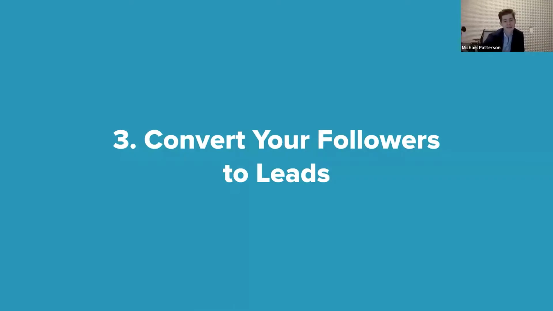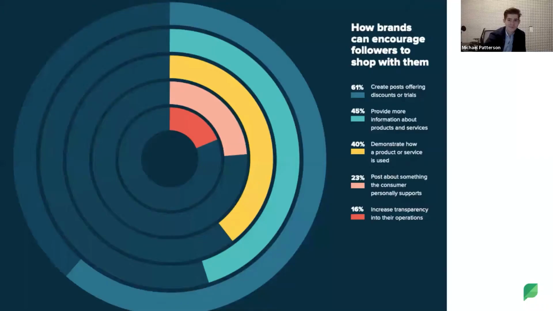But that said, once you do grow your following through these first 2 steps, maybe you have a sizable following as it is, let's talk about converting your followers to actual leads. This was from the study that we did at Sprout, on how brands can actually encourage followers to shop with them. This is what people are doing now from a marketing perspective. 61% of people are creating posts offering discounts or trials. 45% provide more information about products or services. 40% demonstrate how a product or service is actually used. 23% post about something the consumer personally supports.